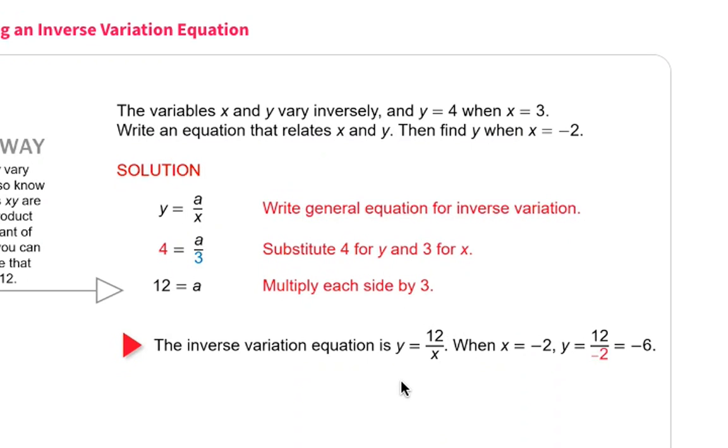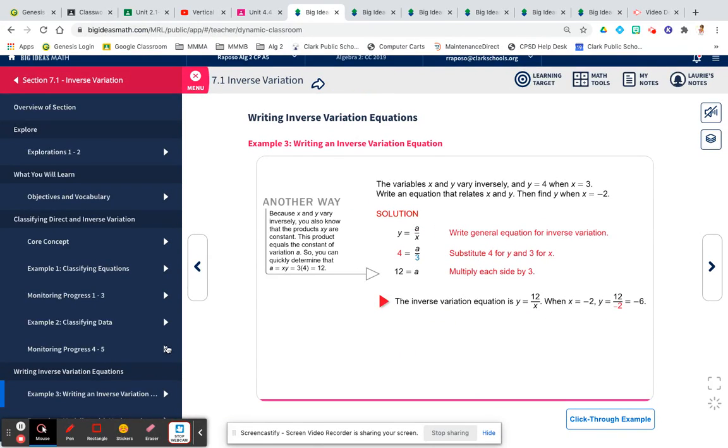They're asking us to also use this equation to solve a second problem by finding what y is going to be when x is -2. So you take the equation you came up with, plug in -2 for x, and then just do your calculations, and we have that y is -6. So it's just as simple as that. All right, last example.